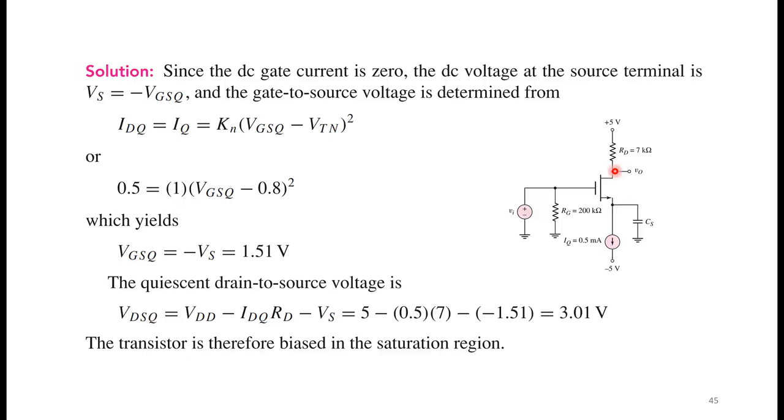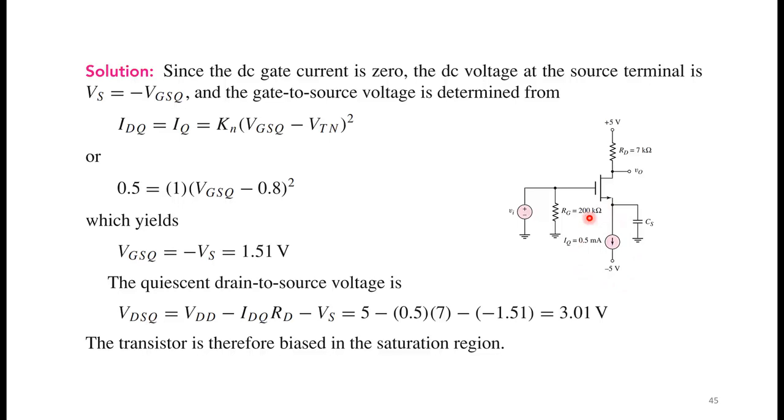And because I know VS, which is negative 1.51, VD minus VS will give me VDSQ. And VD is VDD minus IDQ times RD. So I get this expression of VDSQ equal to 3.01 volts. Again, please be careful with the voltage at a point and the voltage across two points. VD is not IDRD. VD corresponds to the value where VDD minus VD equals IDRD. And VS, again, is not just the value VS, but keep in mind that VS is the value at this point here. If you want to find the voltage drop across this current source, it will have to be VS minus negative 5, for example.